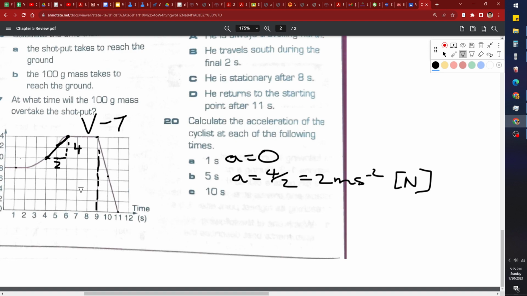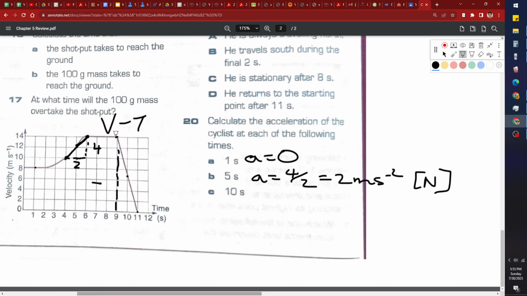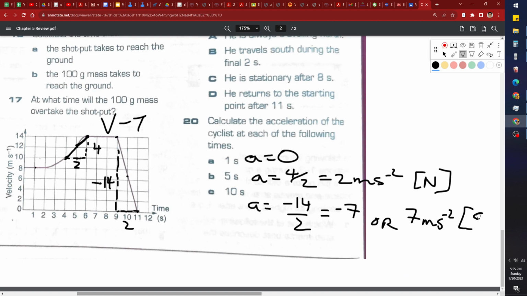So we can see that that's negative 14. Started from 14 meters per second down to 0, so it's negative 14. And it took 2 seconds to do that. A equals negative 14 divided by 2 equals negative 7. Or we say 7 meters per second squared south. Okay, because that's the opposite direction. That is negative. Negative of north is south.